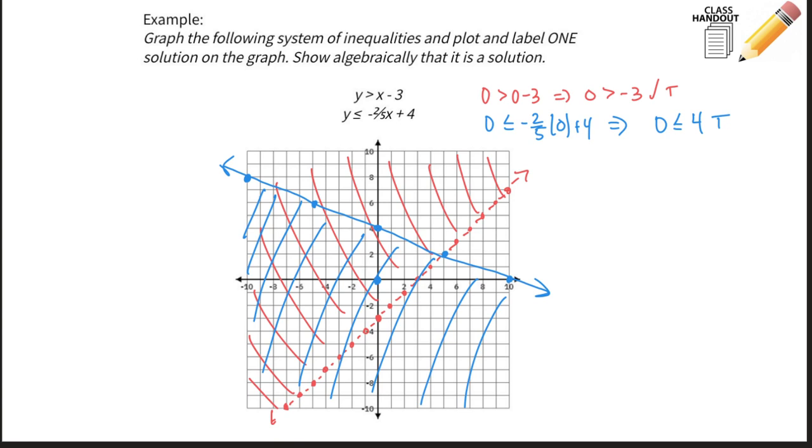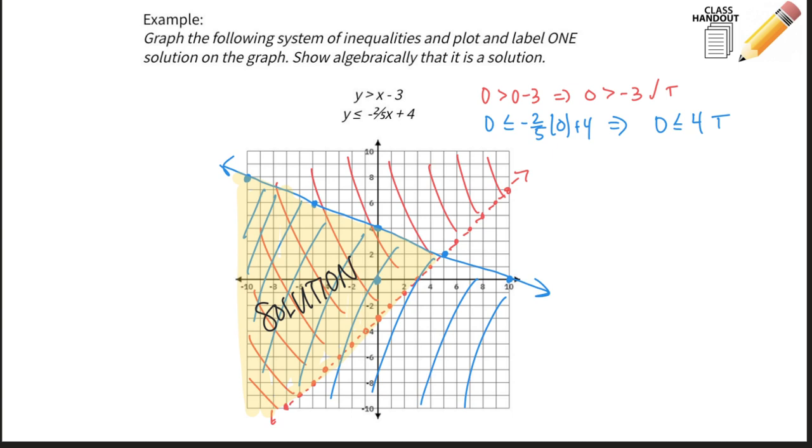Now I'm going to highlight my overlapping region in yellow. The area where I see both red and blue is going to be my solution area. So let's write nice and big in here that this is the solution.